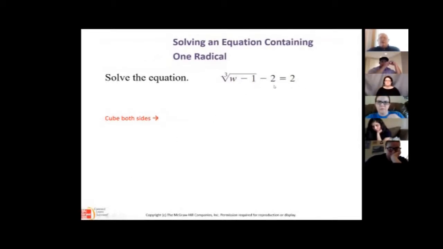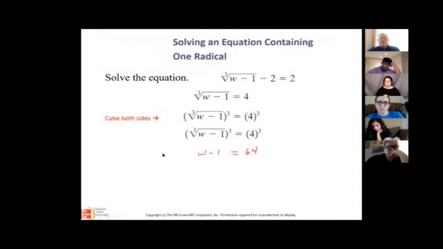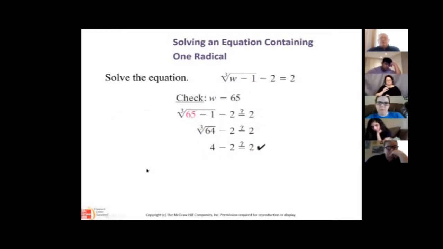This one looks a little scarier. Still, we've got to isolate this radical, so we take the 2 over, and we get 4. Now, because this is a cube root, we're going to cube both sides. Well, this cubed gives you the radicand. That cubed gives you 64. We'll take the 1 over to the other side, and we get w equals 65. Now we have to check it to see if it's true.